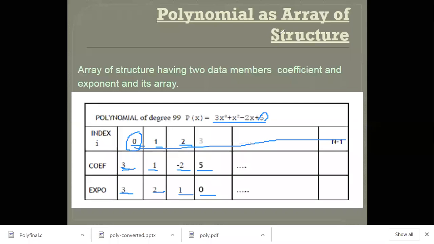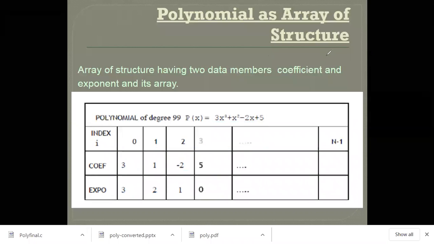We have seen in the previous lecture how a structure is represented. How can we store multiple values in it? Structure means a combination of dissimilar types of data, meaning we can store multiple variables there. Let's say we are talking about how to represent a polynomial using structure. I hope everyone is clear about the representation of array of structure.